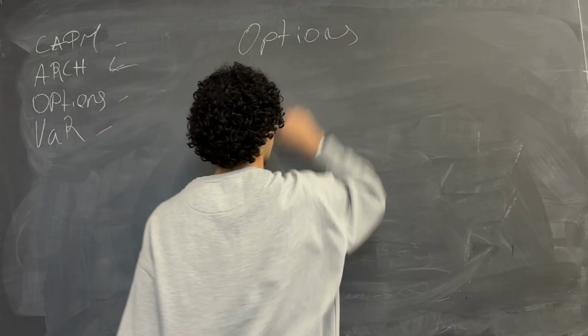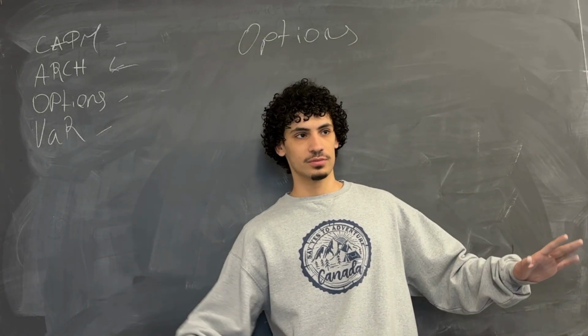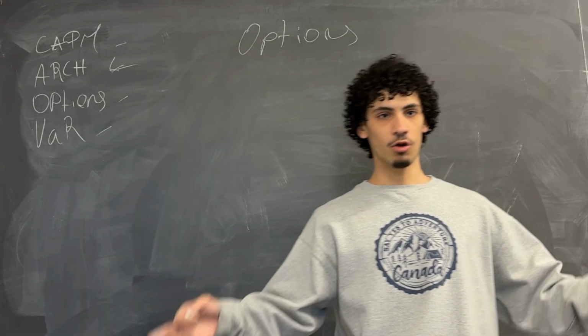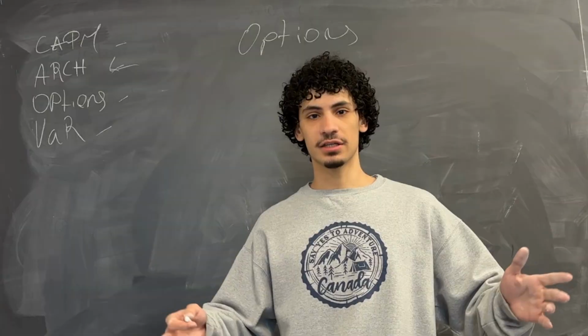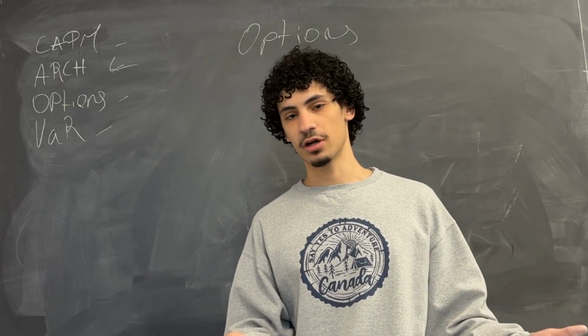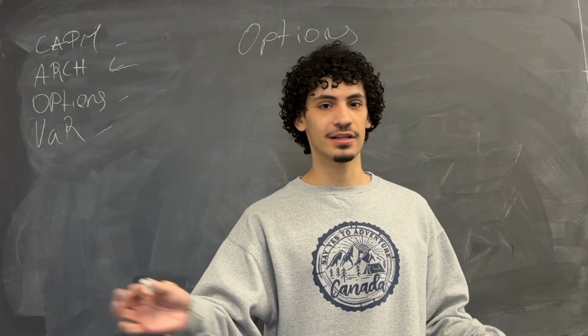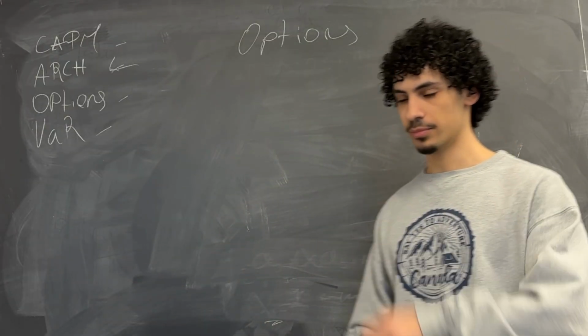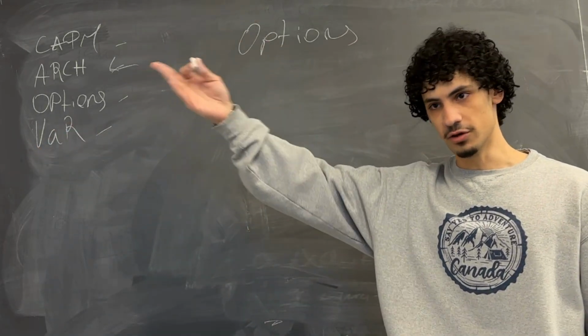Okay, so options. What are options? An option is kind of a contract that I sign that gives me the option to buy or sell a stock at a certain price that I determine today. But I would then be able to buy or sell it for that certain price later.